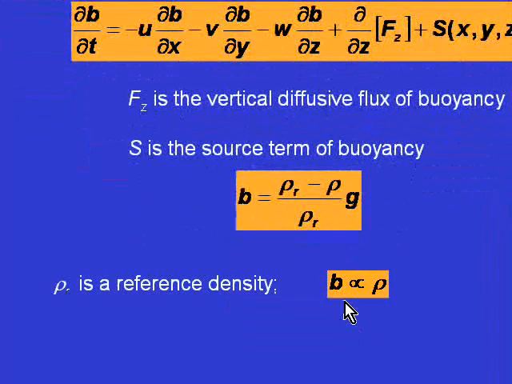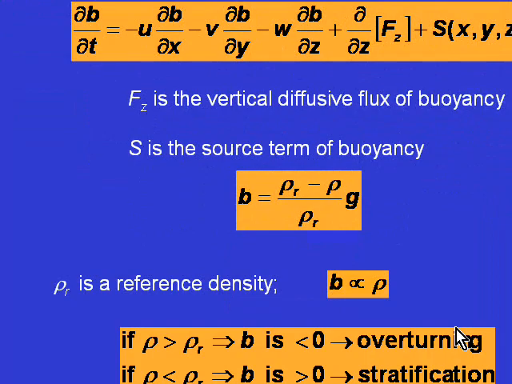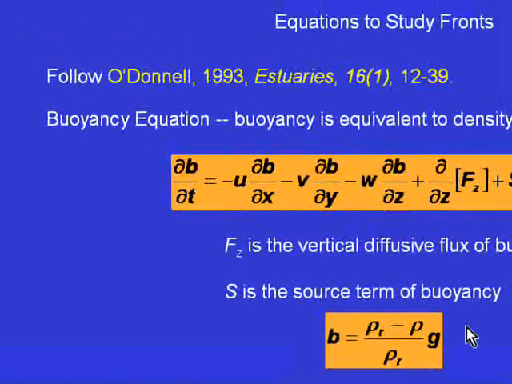So notice that going back to this expression for buoyancy, if the observed density is greater than the reference density, this will be negative, so you have negative buoyancy. So you have an overturn of the water column. Right? So like you say, if there's evaporation, you're losing fresh water, salinity gets concentrated, then you're going to have an overturning.